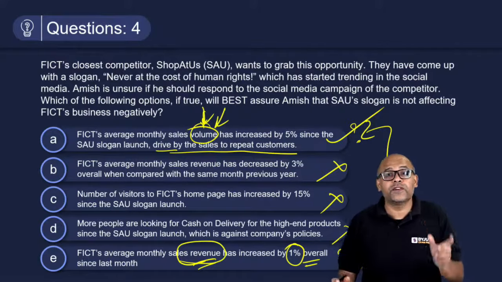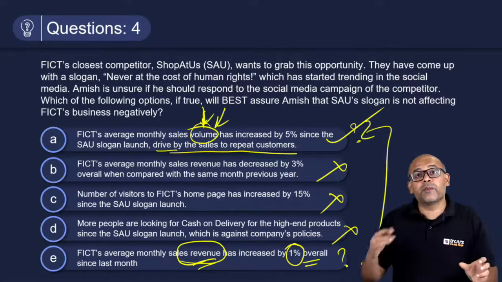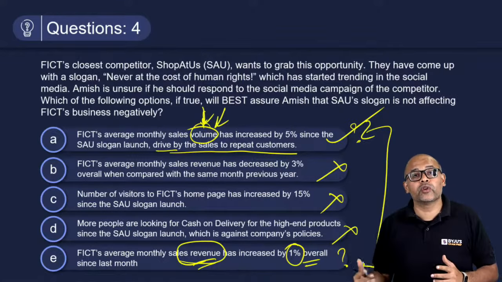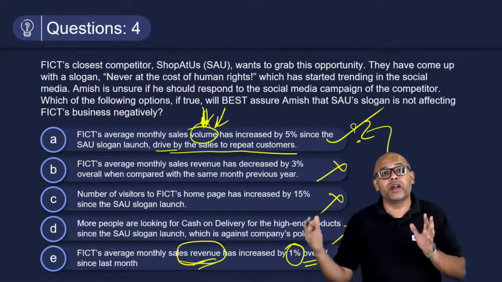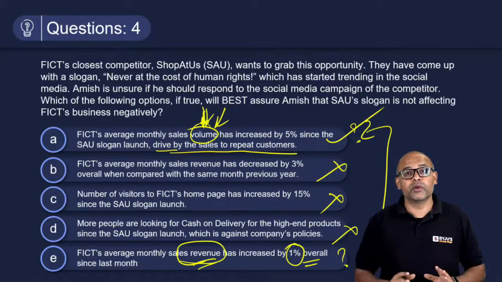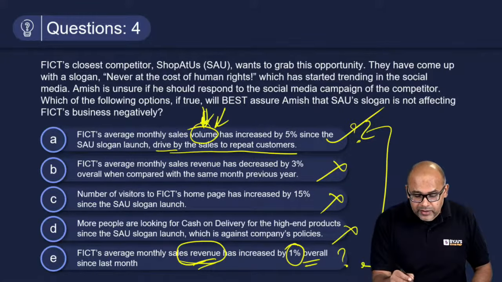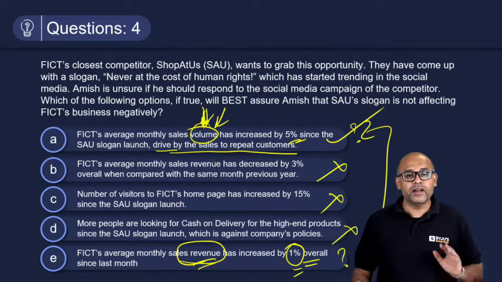Because revenue is just a function of volume and price. So even if the volume decreases, if the price is sufficiently increased, my revenue can go up. But volume per se increasing means people are coming to me, people are trusting me. So the competition is not having that much of an effect. Could be a possible reason. If you leave all that also, I'll still simply go by 5% versus 1% and say 5 is better. Right?